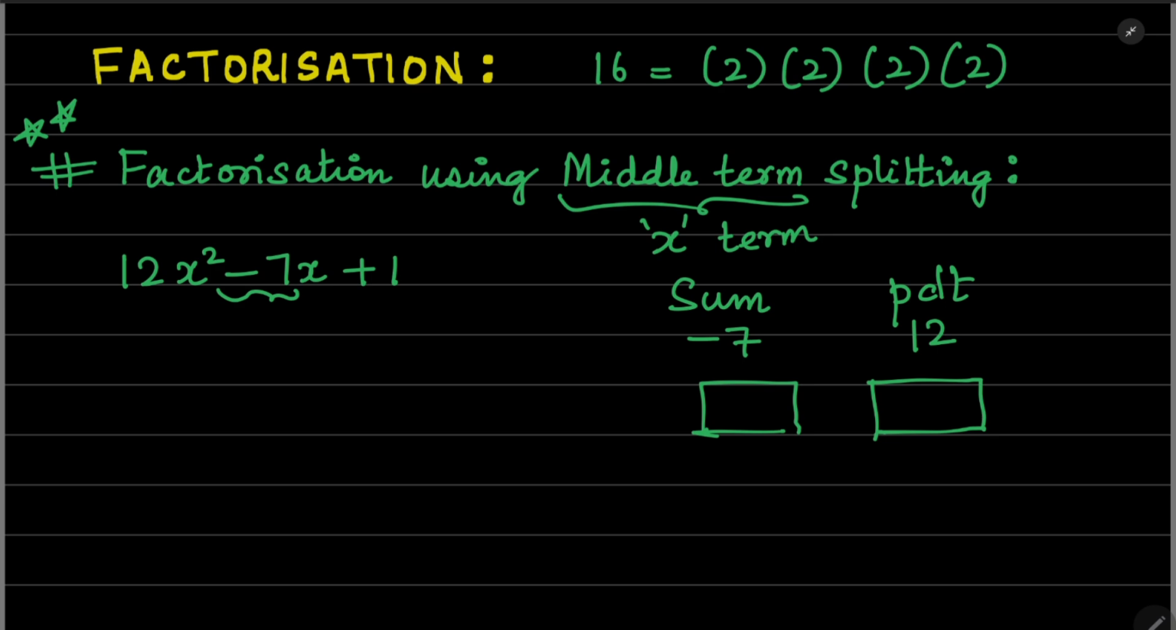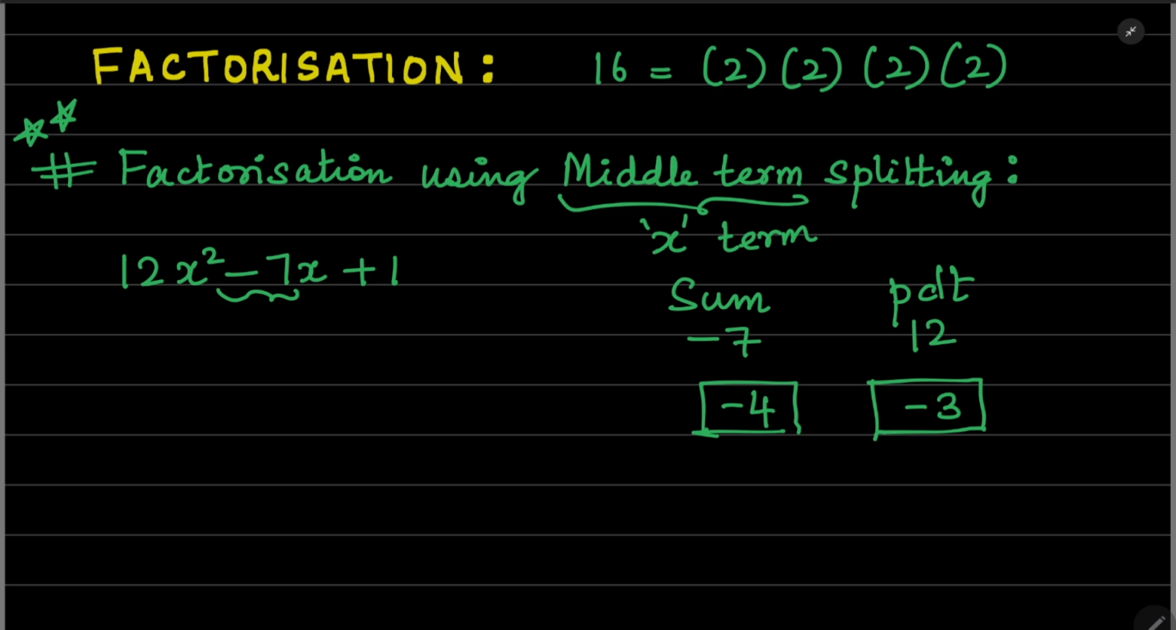The minute you see this, we can think of 4 and 3. 4 multiplied by 3 is 12, but you need a minus 7. So let's put a negative sign on both. Now if you multiply, minus 4 into minus 3, minus into minus is plus, 4 into 3 is 12. And if you take the sum, minus 4 minus 3 is minus 7. So the numbers are minus 4 and minus 3.